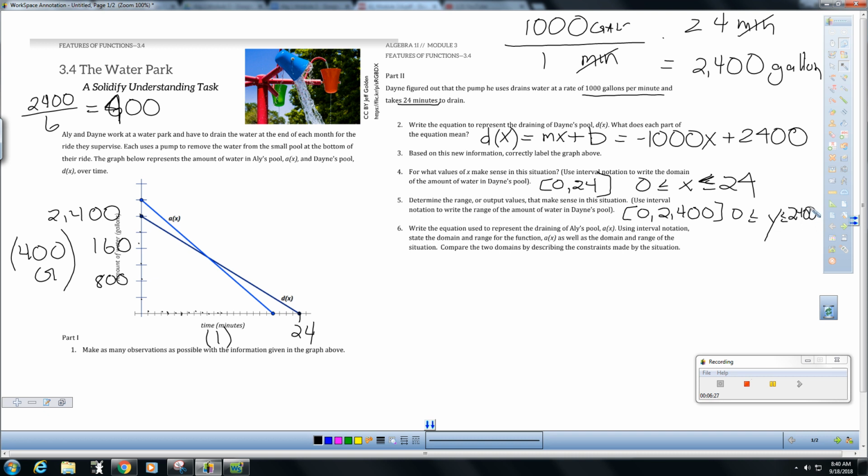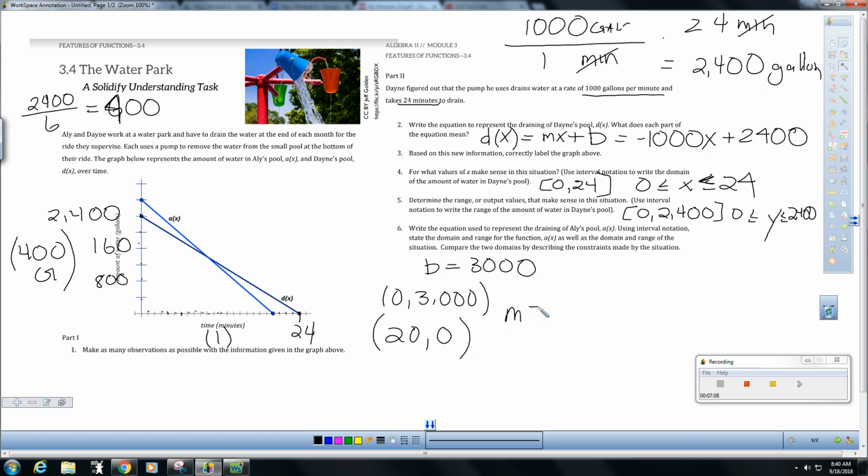Okay? Write an equation used to represent the draining of Allie's pool. Use interval notation. Okay, so let's do all the same stuff for Allie's. Where does Allie's start? It starts 400 higher. So the B for Allie's is 3,000. Let's find two points to find the slope. So 0, 3,000. And another point on Allie's would be 24, 23, 22, 21, 20. So 20, 0. So that means that Allie's 3,000 gallons drained in 20 minutes.